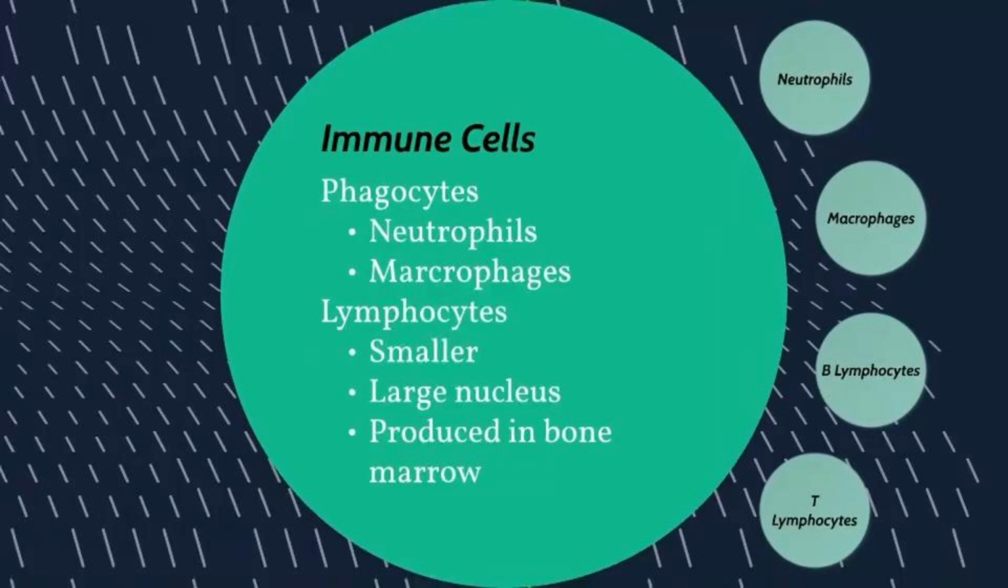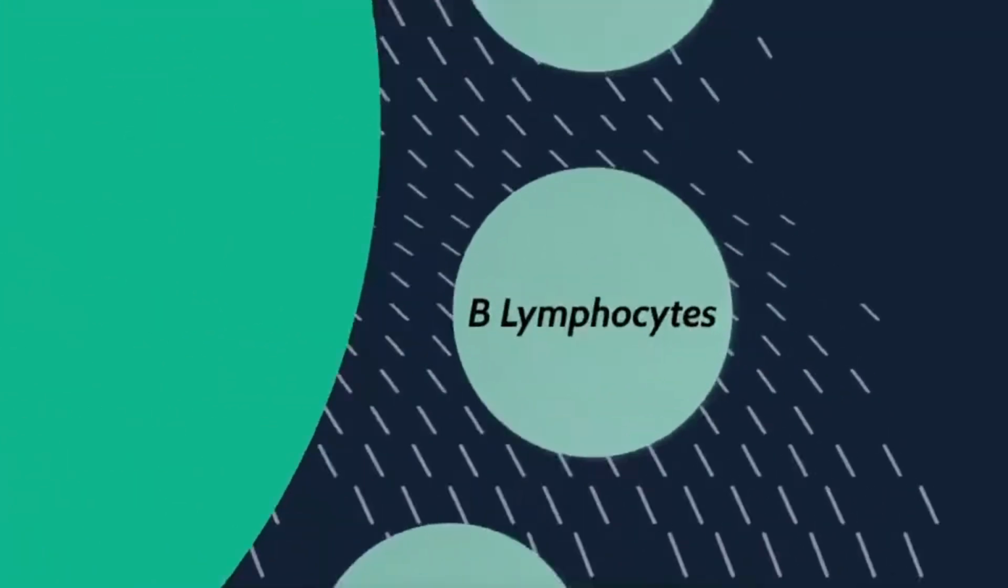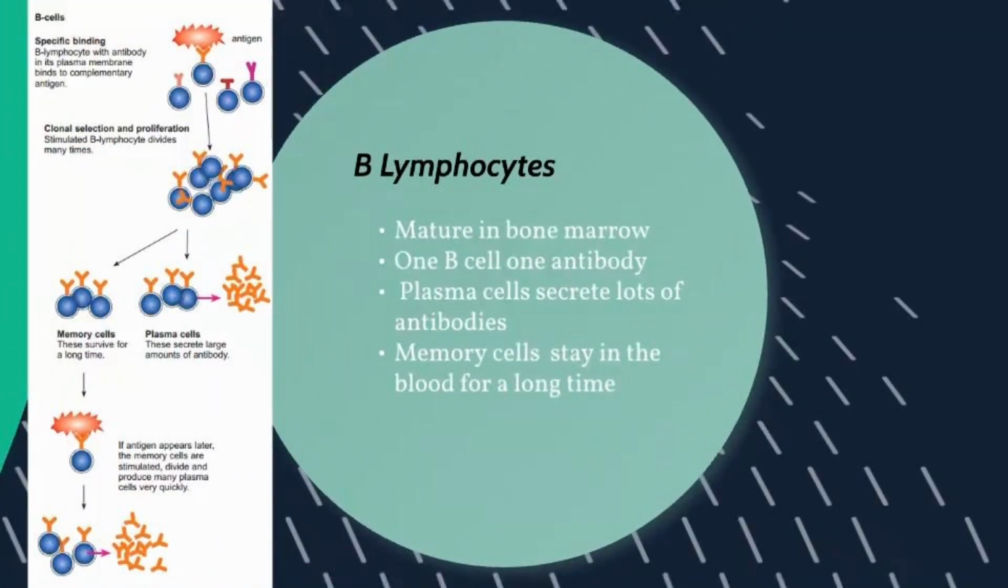Okay, so let's start with B cells. Like I said, B cells are produced in the bone marrow before birth, but different to T cells, B cells remain in the bone marrow until they are mature. Once they're mature, they then spread throughout the body in the blood, but they concentrate in things like the lymph nodes and the spleen.